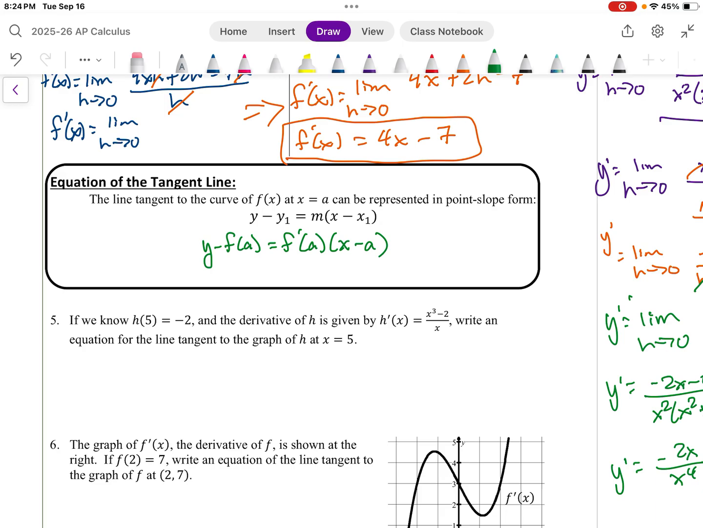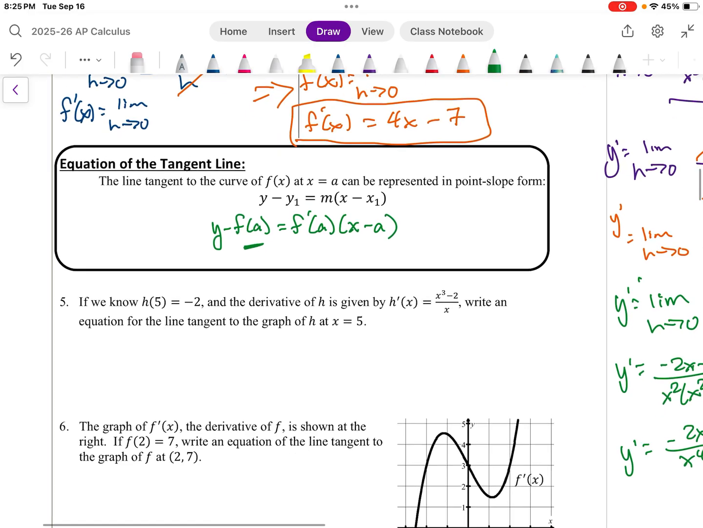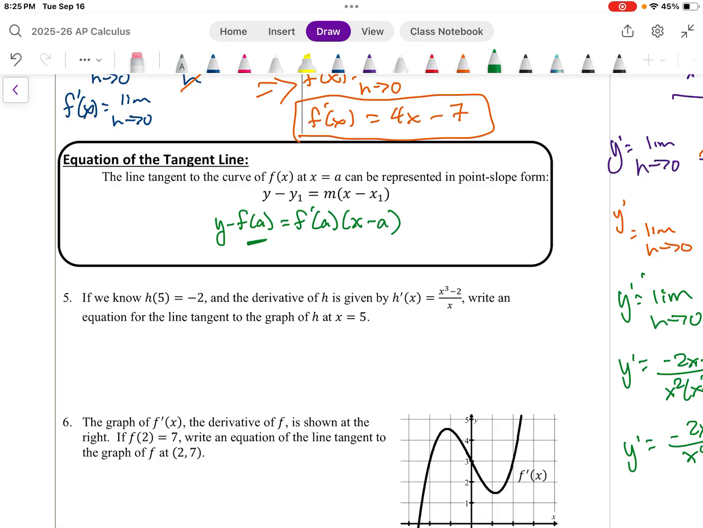We would basically have our x value, whatever that numerical number is, evaluate the function at that number to find f of a, and then we would take the derivative and plug in the a value to find the slope. So I'm going to walk you through that in the next couple problems on how we do that.